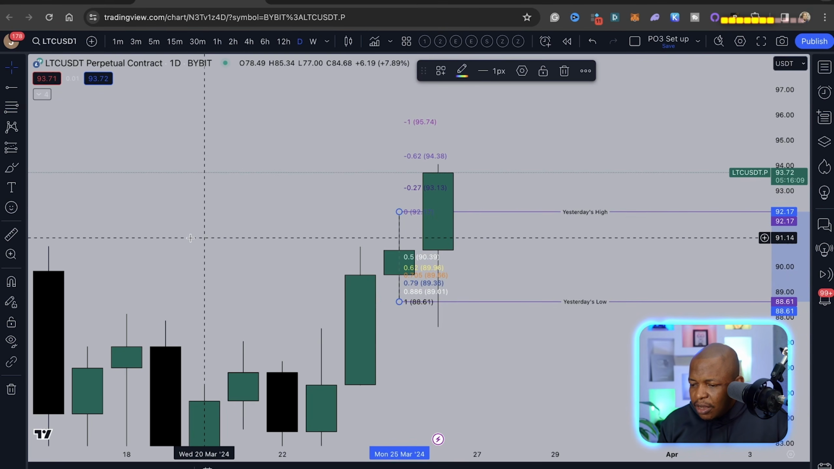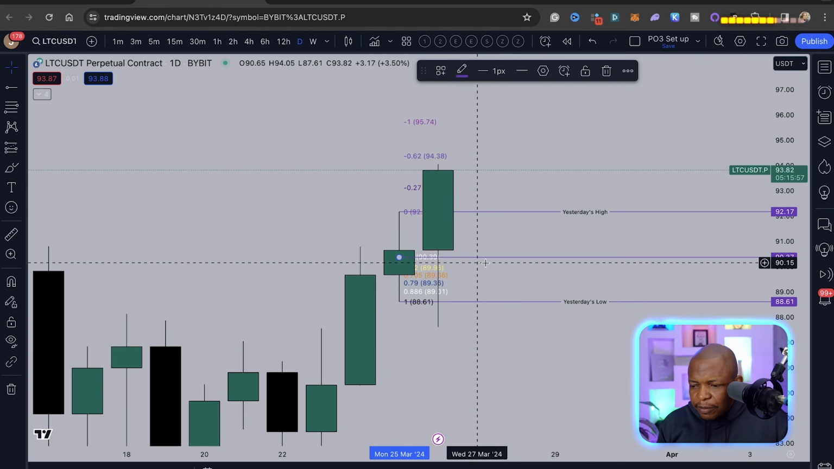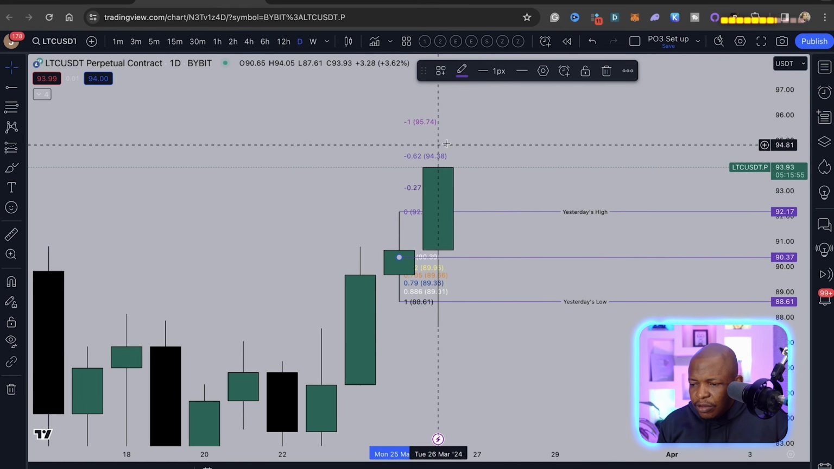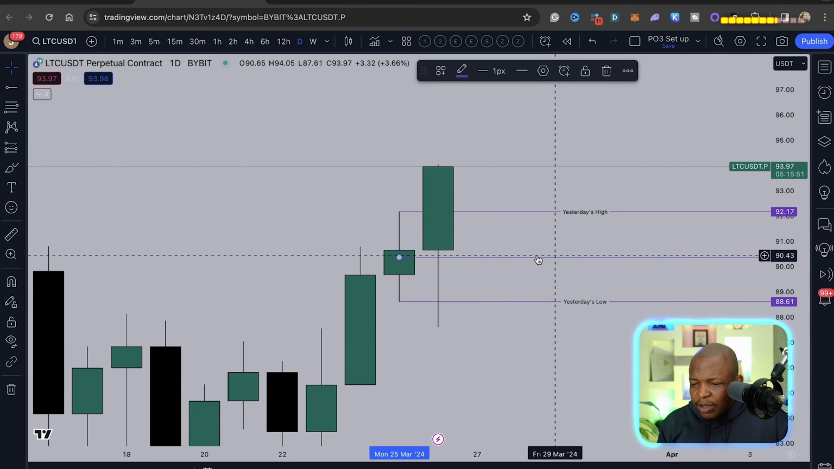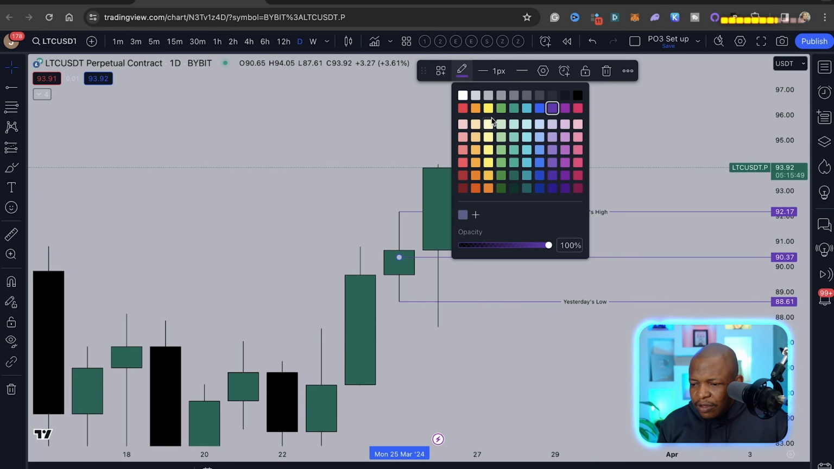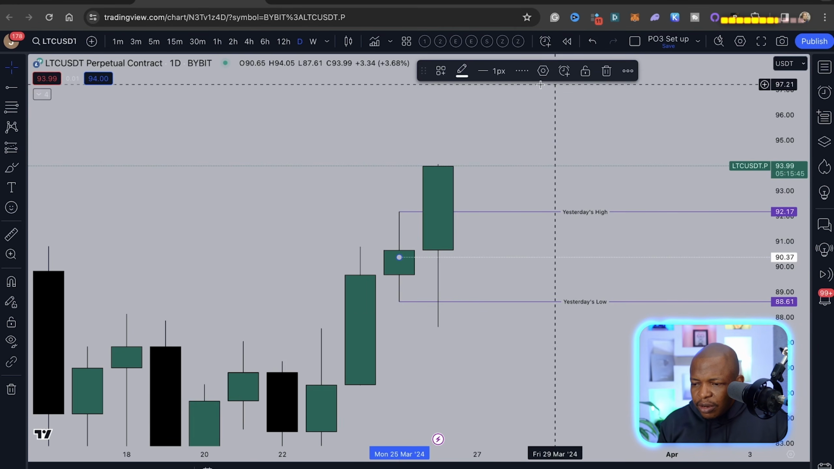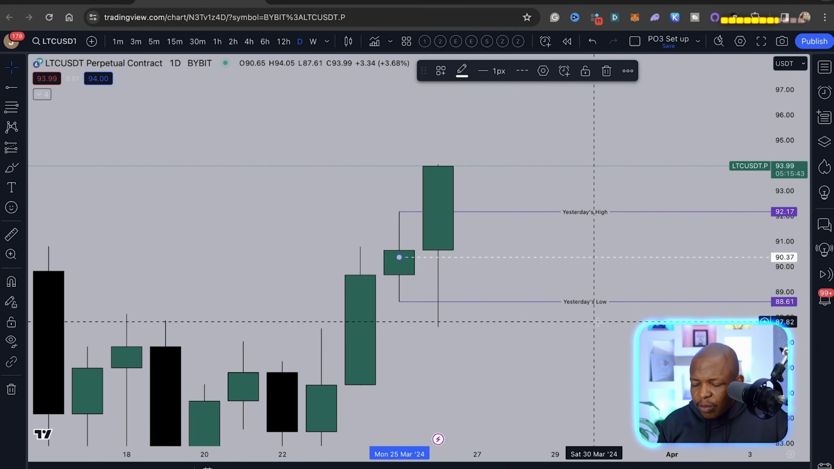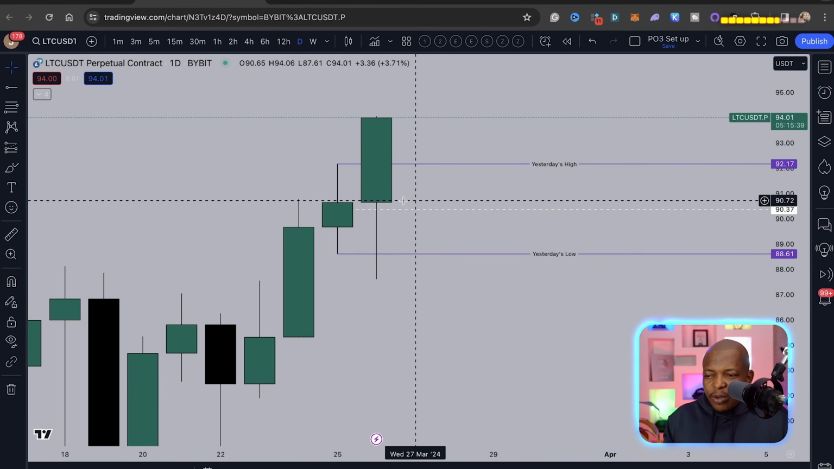My 50% mark is the equilibrium. So I'm going to pick this again and put it at the 50% mark. So I can delete my Fibonacci now. So this is my equilibrium. I like to give it a different color. So this is my equilibrium. This is what I do when I wake up.